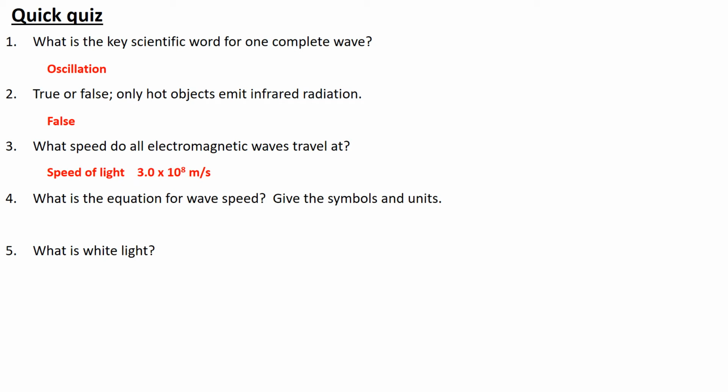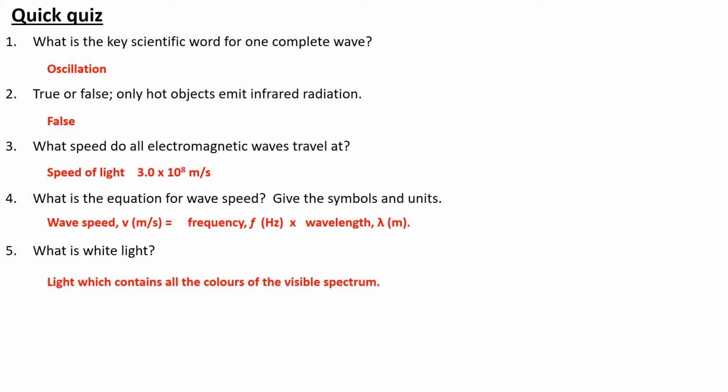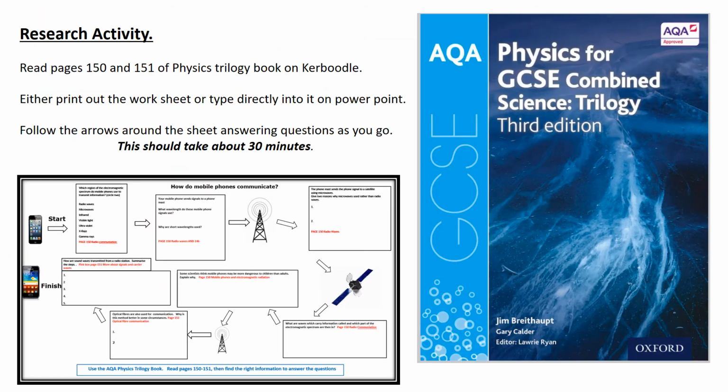What speed do all electromagnetic waves travel at? The speed of light, which is 3 times 10 to the 8 meters per second. What is the equation for wave speed? Give the symbols and units. It doesn't matter which way round you've rearranged this, depending on what you've made the subject of. However, essentially we need to make sure we've got wave speed equals frequency times wavelength. And lastly, what is white light? Light which contains all the colours of the visible spectrum.